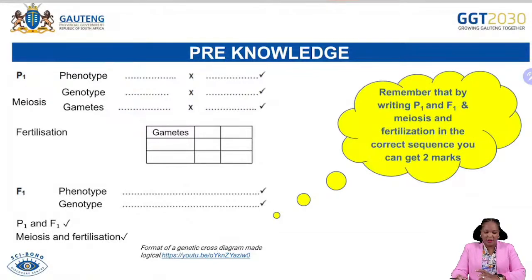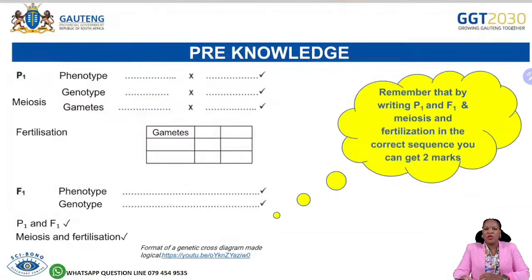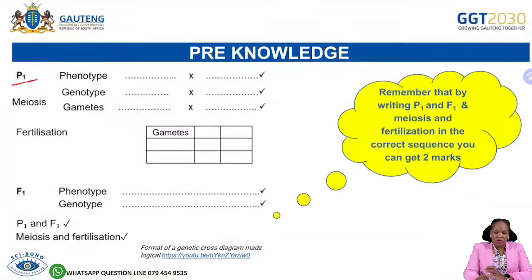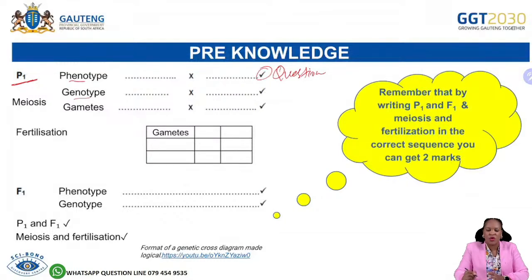But just to remind ourselves of things that you need to know before you enter into this, remember what we did last week. We said there's a format in which you write a genetic cross, and in that format you collect marks by writing it in this fashion. So what is it that you need to look out for? The first thing, you need to make sure that you write your P1, and on your P1 you write the phenotype and the genotype. Where did we say you're going to get your phenotype? This one is a free mark because you are going to get it from the question. They will tell you what type of parents you are crossing. P1 stands for your parent generation.